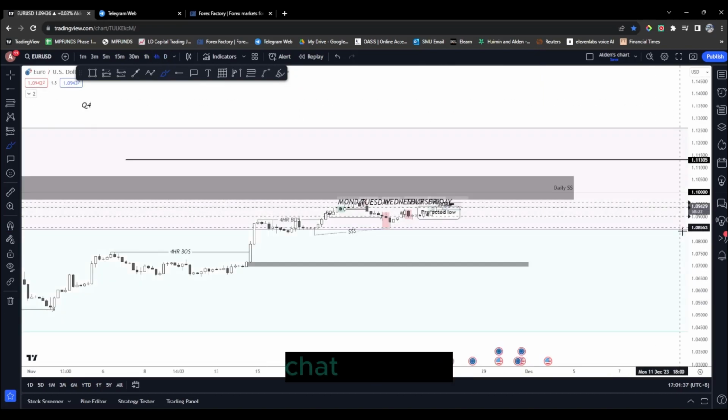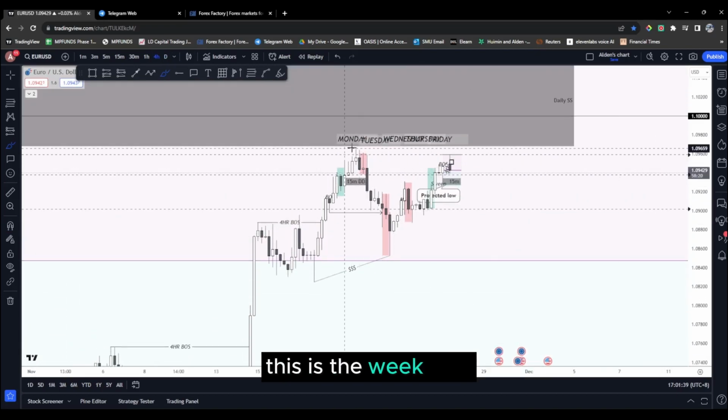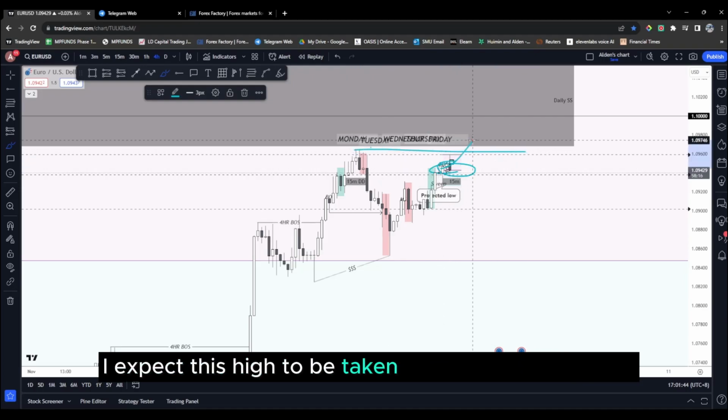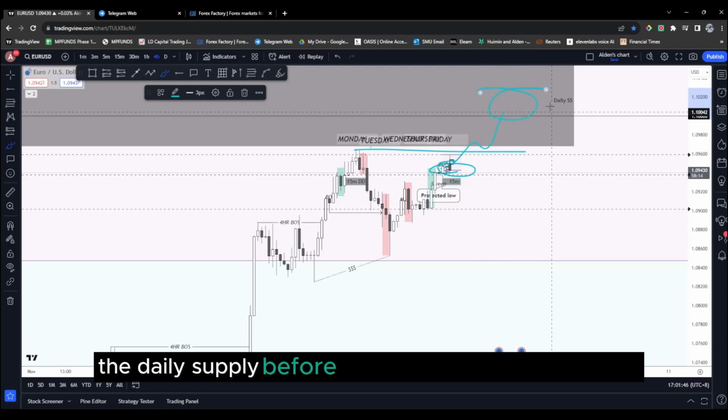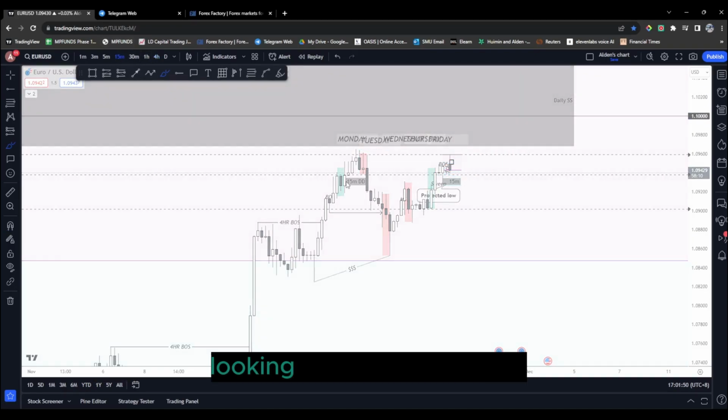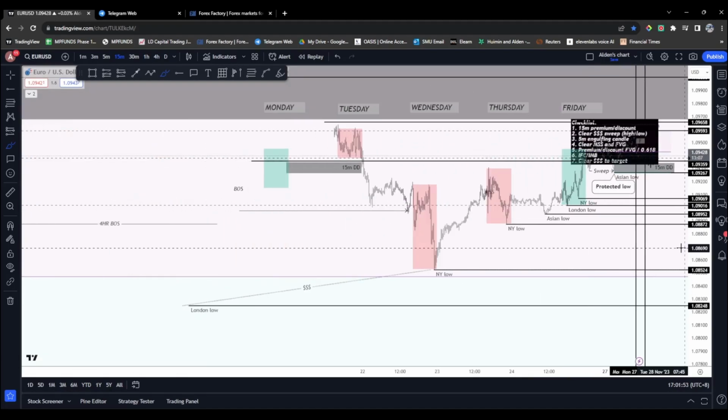So look at the 4-hour chart again, right? This is the week high. Price is currently at this area right here. I expect this high to be taken out and a mitigation of the daily supply before something else happens, right? So as of now, we are bullish. Looking at the 15-minute chart, right?